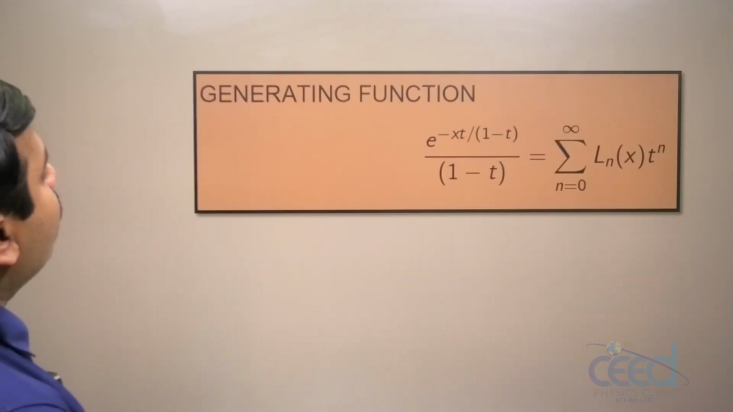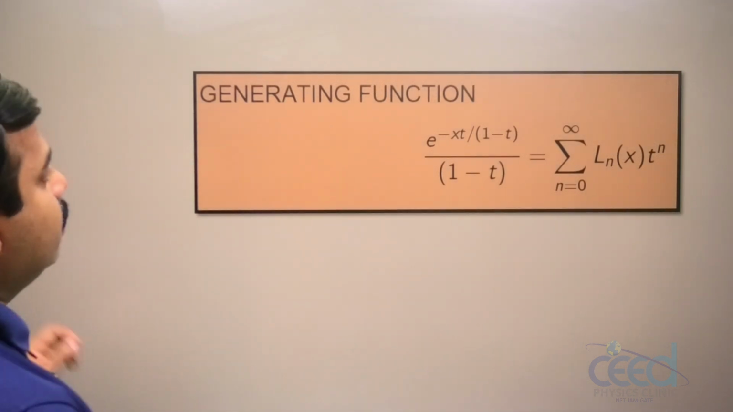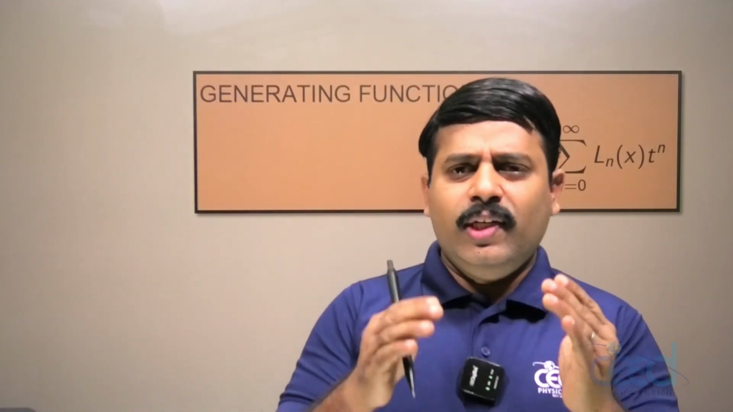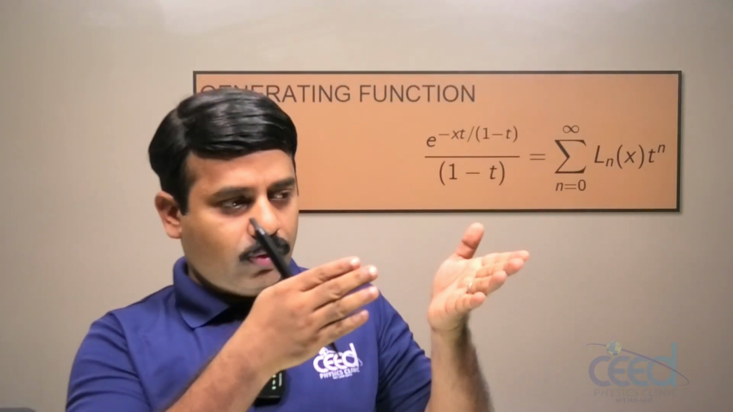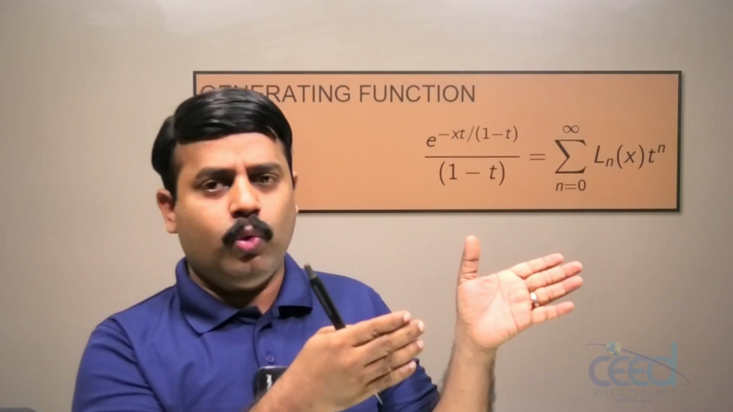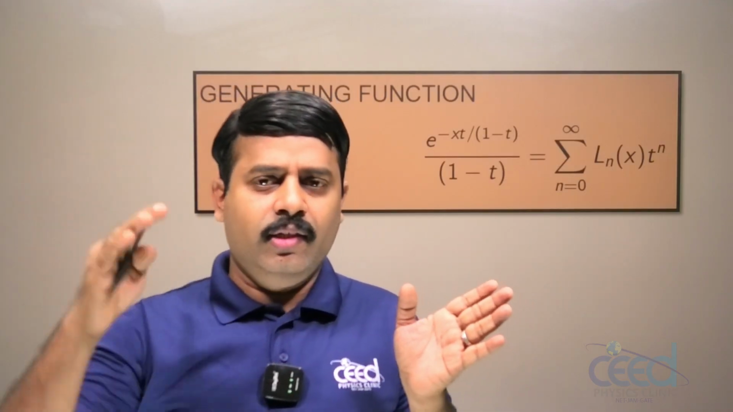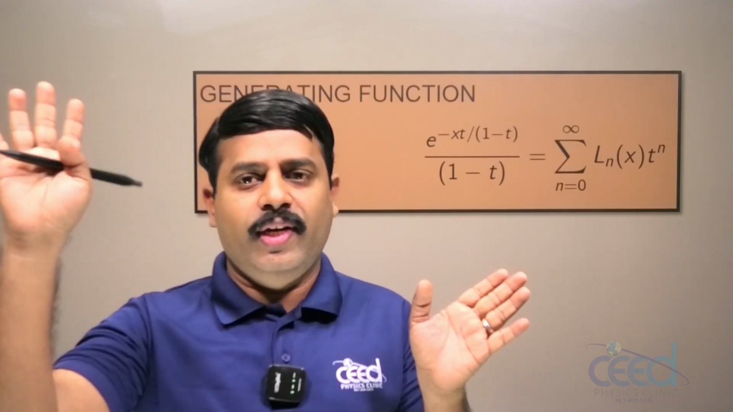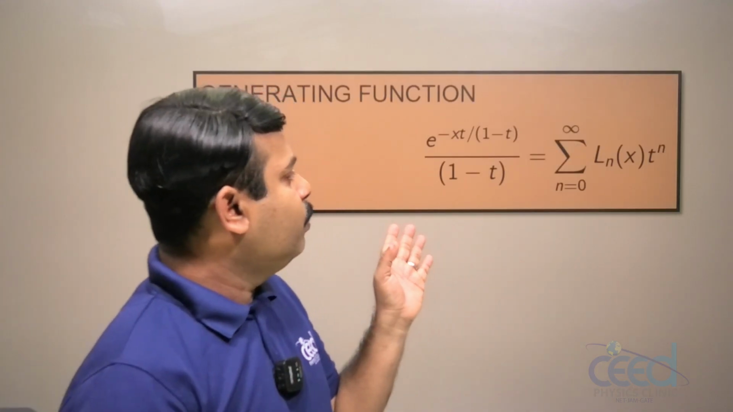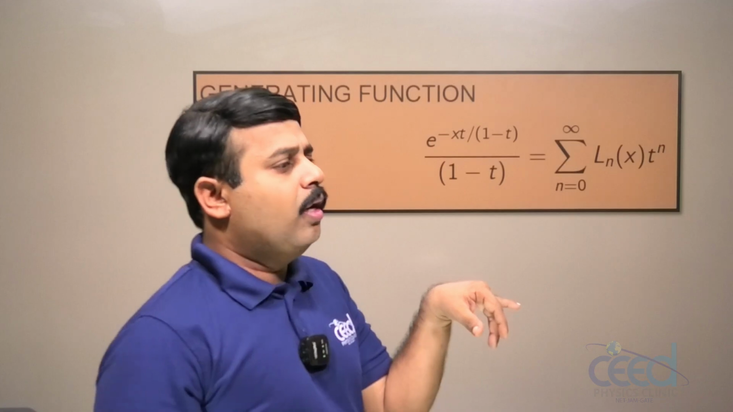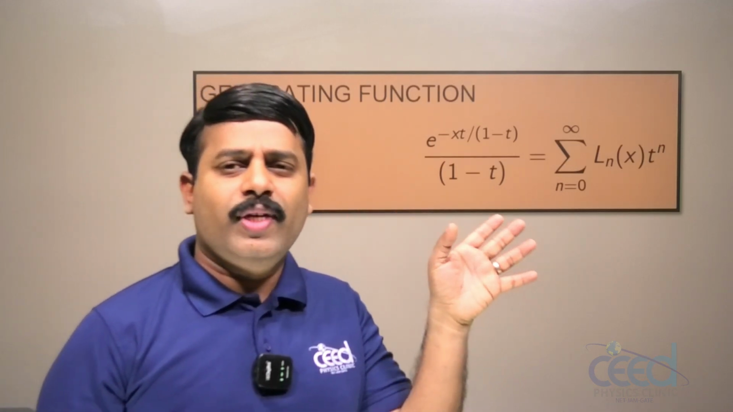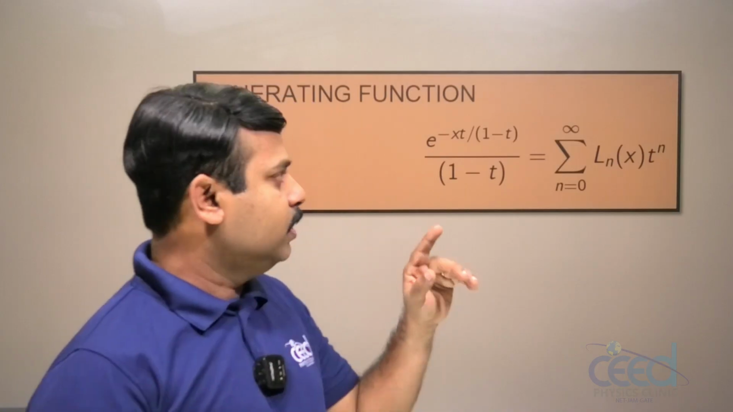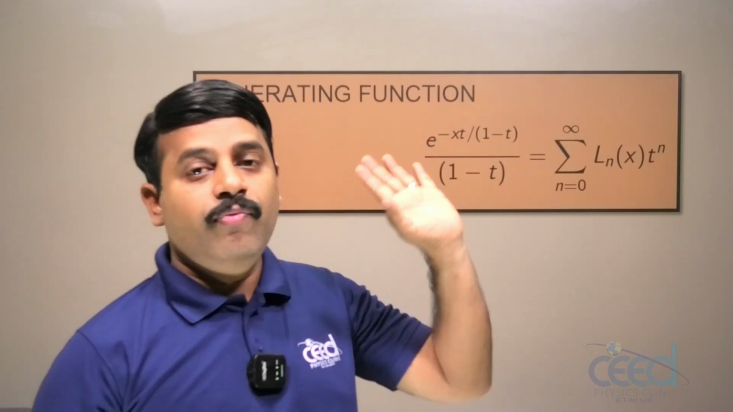Now next is the generating function. Actually, it is very difficult to solve directly, so we derived a solution as a summation of series. Suppose L10 of x is asked, it is very tedious to find. So to find L1 of x, L2 of x, L3 of x and higher values of Laguerre polynomials, we can use the generating function.